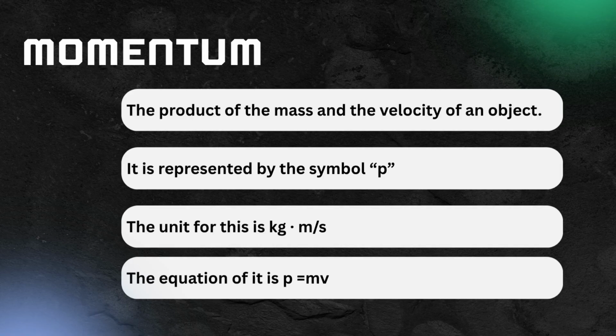We represent momentum with the letter P. The equation for momentum is straightforward. P is equal to mv, in which m stands for the mass and v represents its velocity. The unit of measurement for momentum is kilogram meter per second.